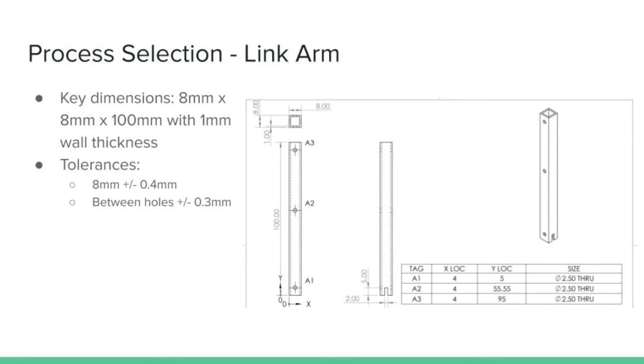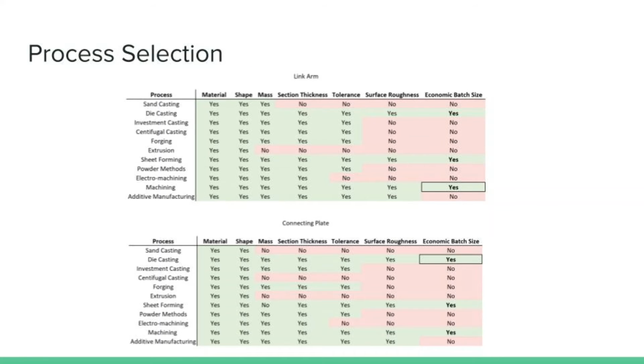Tolerances were chosen to be 8mm plus or minus 0.4mm for the side, and 0.3mm for the distance between the holes. These tolerances will give us the precision we need without more expensive precision instruments. Here you can see the selection table for the two parts. The bolded items in green are the manufacturing processes that work within the specifications, and the one with the box around it is the recommended choice.